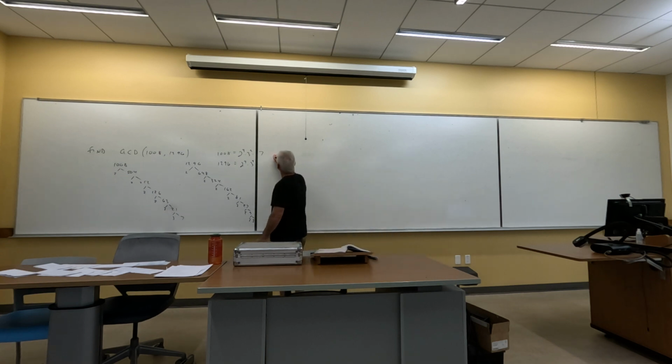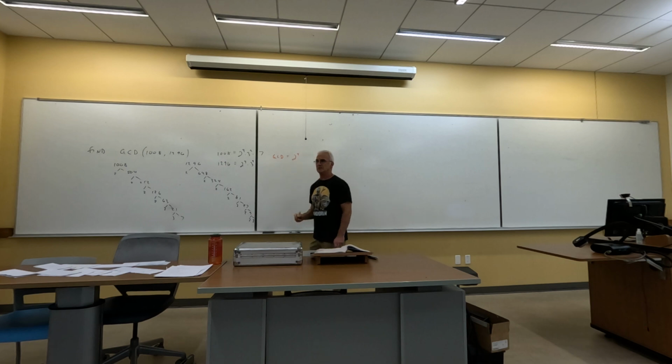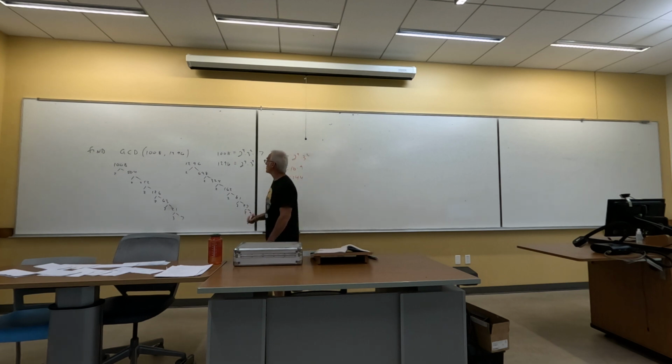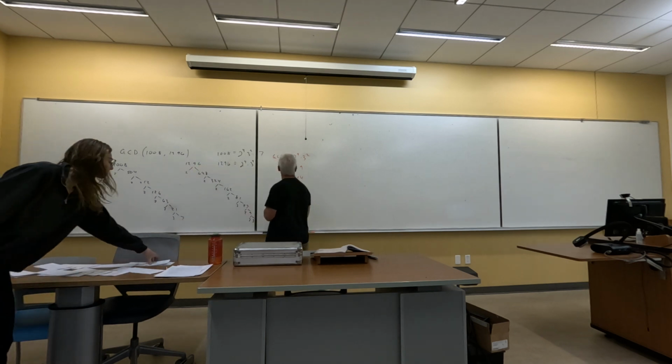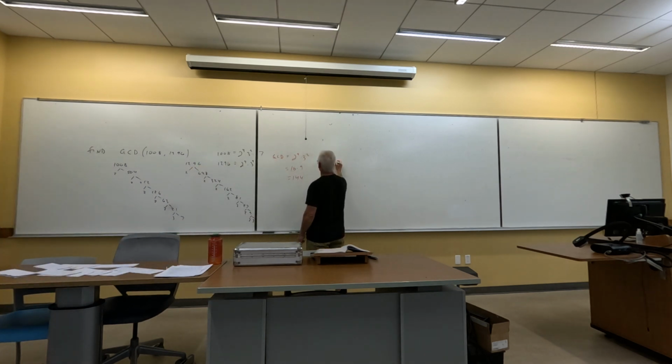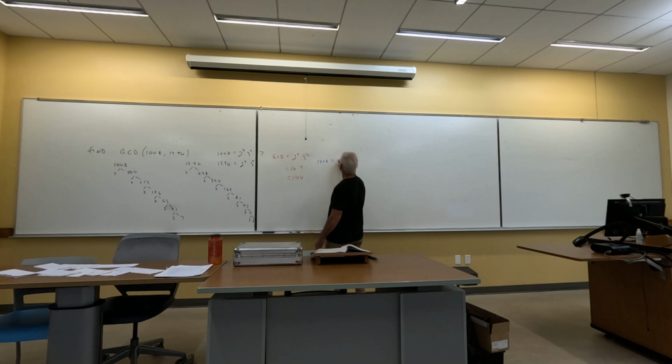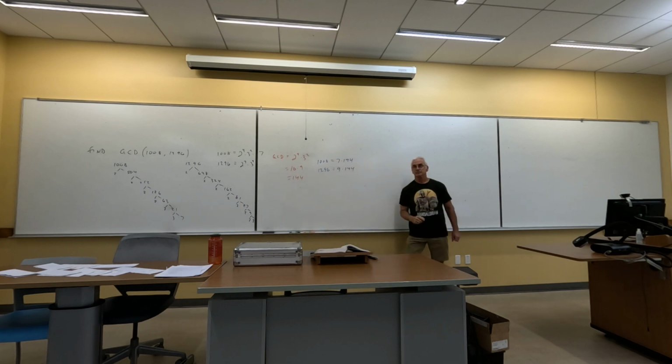So the GCD would be what? Clearly 2 to the 4th and 3 to what power? Squared. 3 squared. That's the most they have in common. And that would be 16 times 9, or 144. And now the way I know that's true is because 1008 equals 7 times 144, and 1296 equals 9 times 144. Okay, that's the ultimate proof.